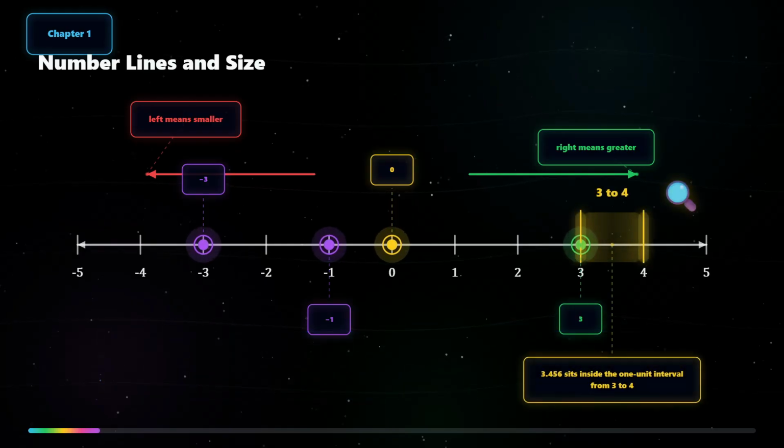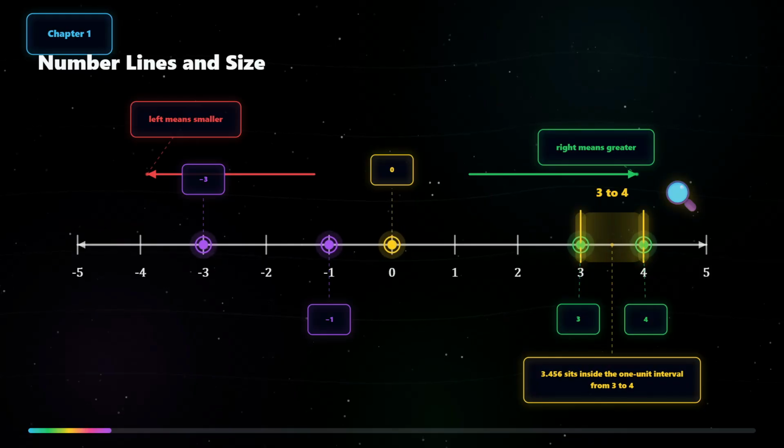Now think about the gap from 3 to 4. That is one whole interval. A number like 3.456 sits inside that gap. It is bigger than 3, but it has not reached 4, so already we can say it is between 3 and 4. Later, we will make that position more accurate using decimal place value.